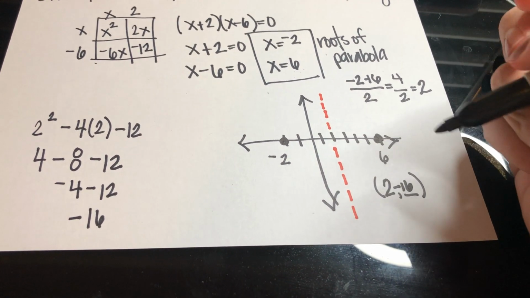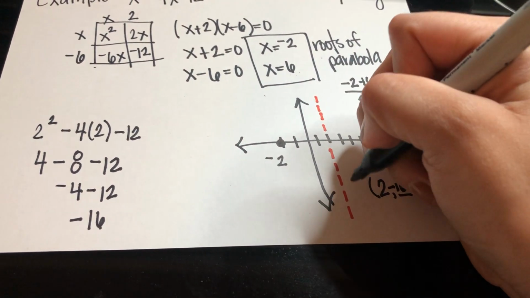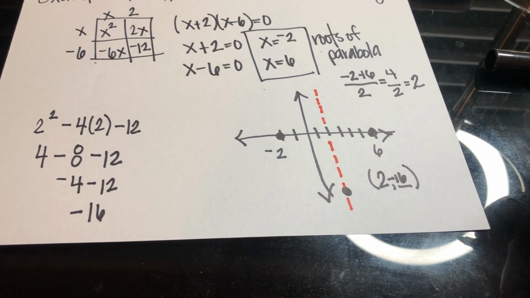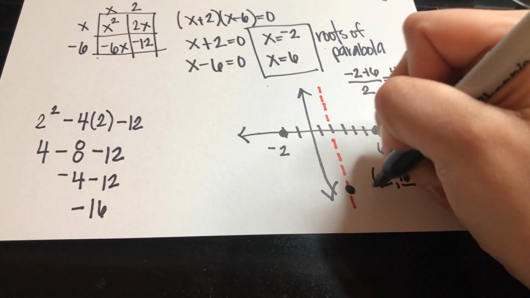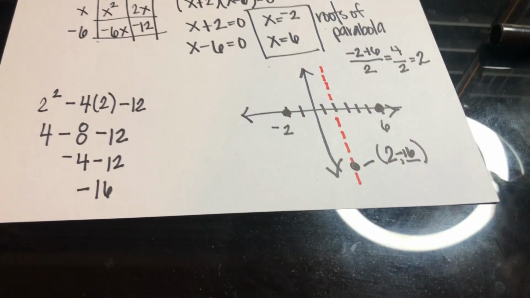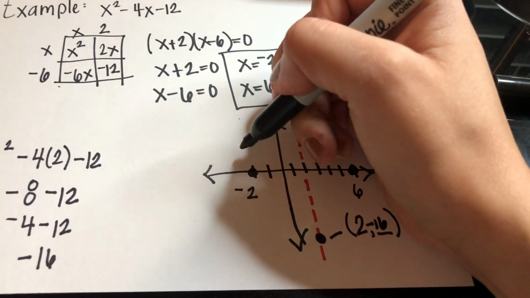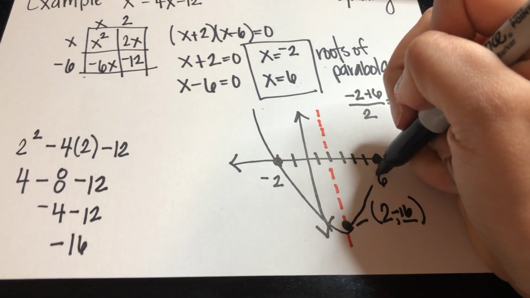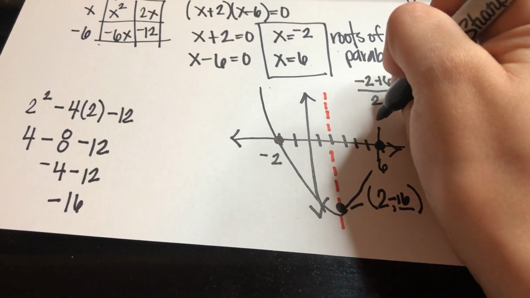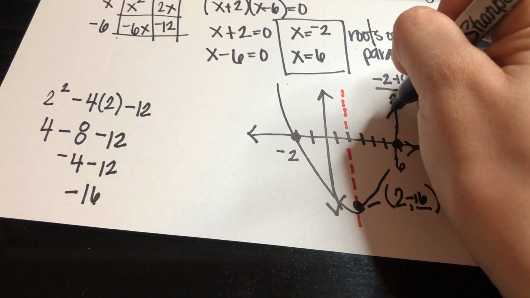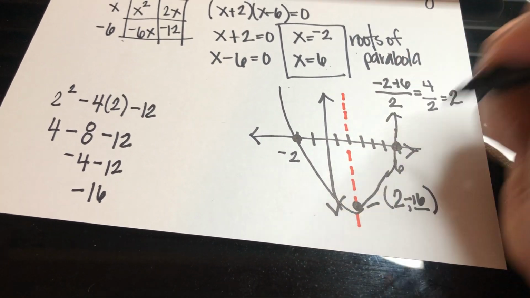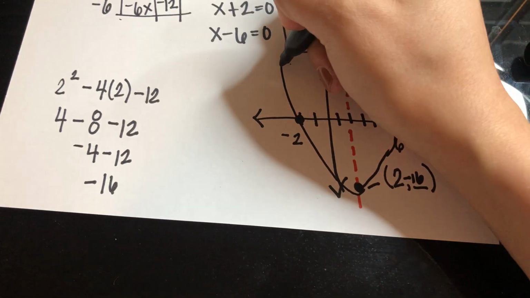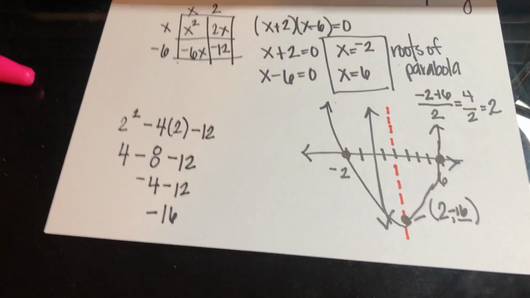So then if I wanted to graph this, I would know that my vertex is somewhere here, and that this point right here is 2, negative 16. And if I want to graph a sketch of my parabola, I would just connect my points. Ooh, I know it doesn't look nice. I tried. Well, that pretty much sums it up.